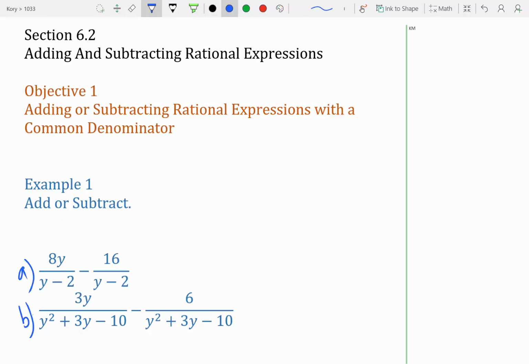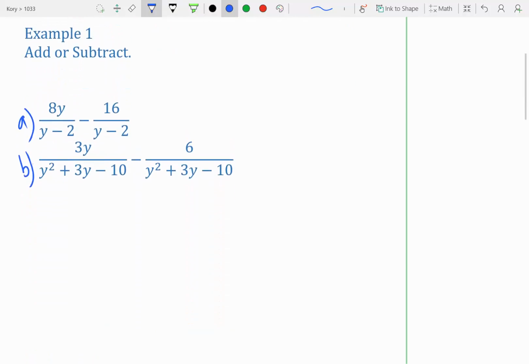Section 6.2, Adding and Subtracting Rational Expressions. Objective 1, adding or subtracting rational expressions with common denominators. So what that means is you're going to be adding and subtracting fractions with variables that have the same denominator, or the bottoms are the same. Now when the bottoms are the same, we can go ahead and just add straight across and then simplify afterwards.